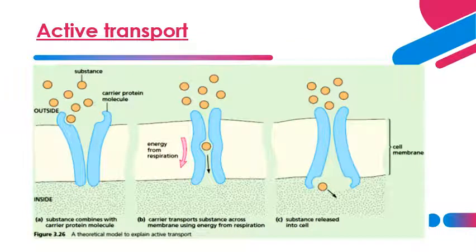For example, if we take a look at this diagram, we see the carrier proteins, for example this carrier protein that is going to bond with these substances. The substance combines with the carrier protein, and then the carrier protein transfers these substances across the membrane using energy from respiration, and then it releases the substance into the cell.